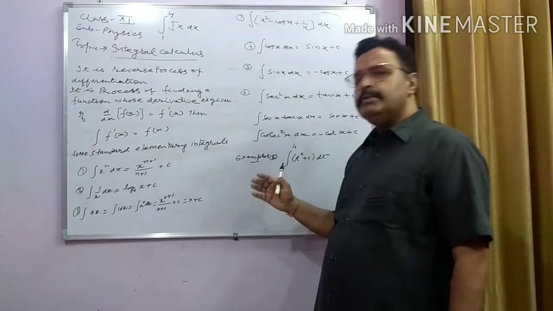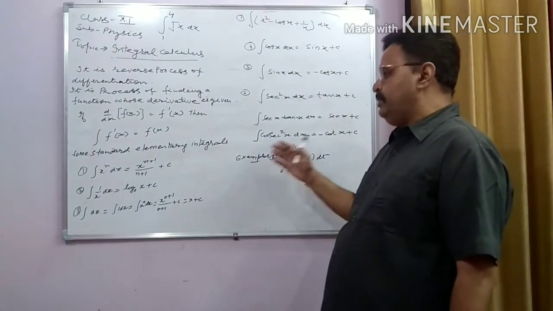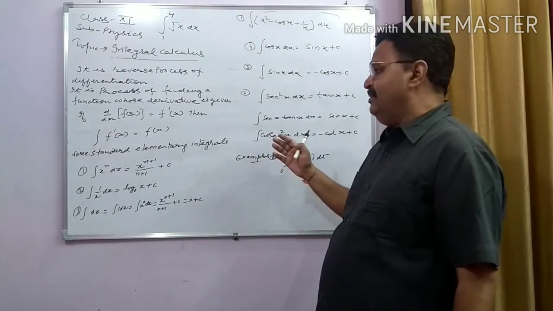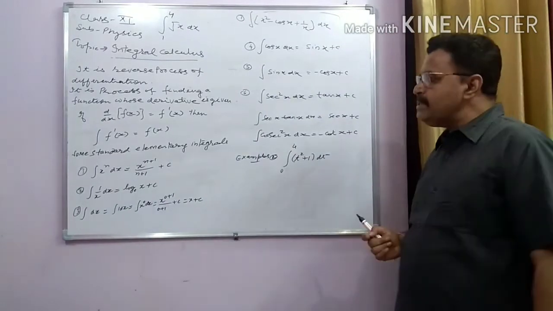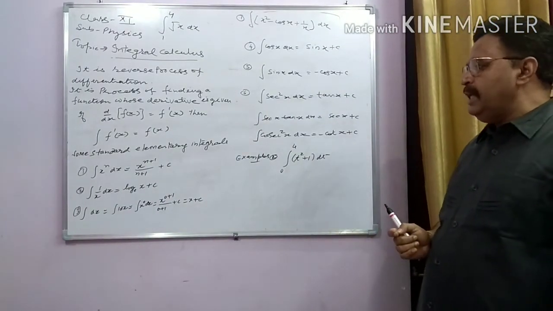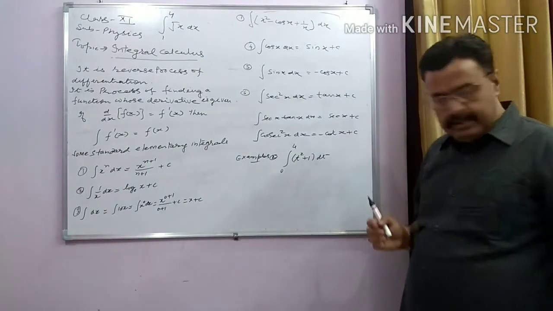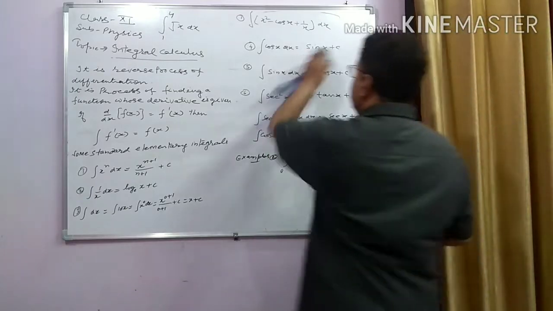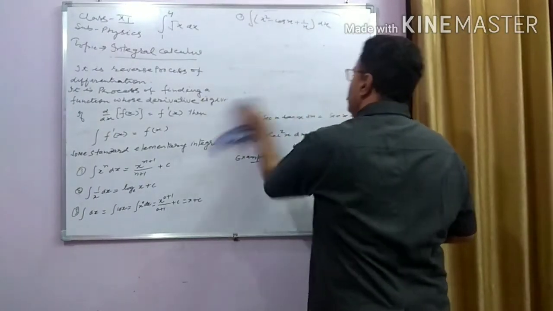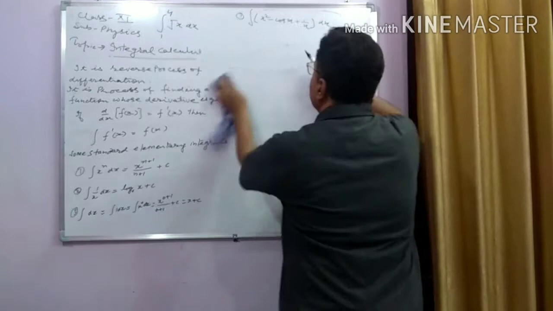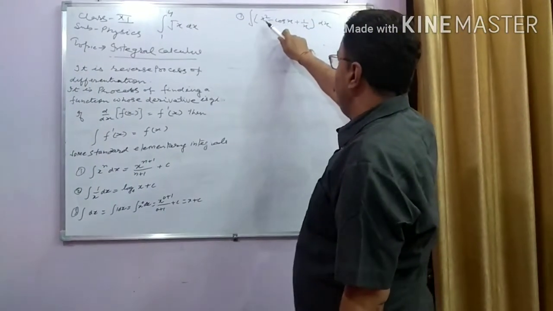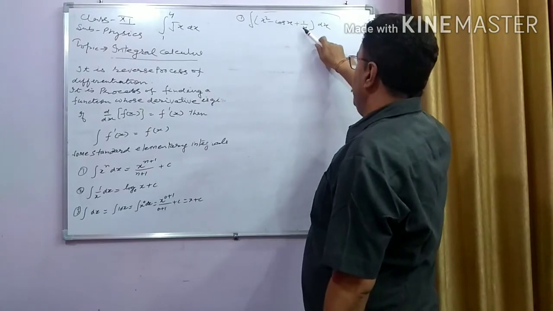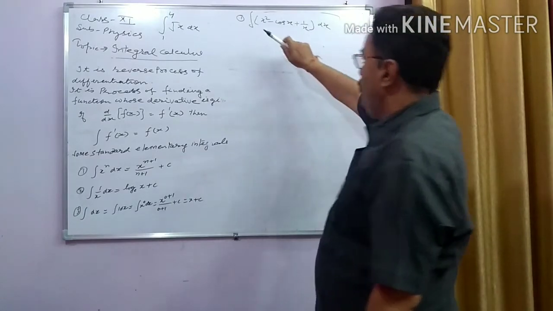to solve the problems related to the motion, kinematics. We use these expressions. Now we solve some examples based on these elementary integrals. The first one: suppose you are given this function, x square minus cos x plus 1 upon x dx. Now we integrate this.